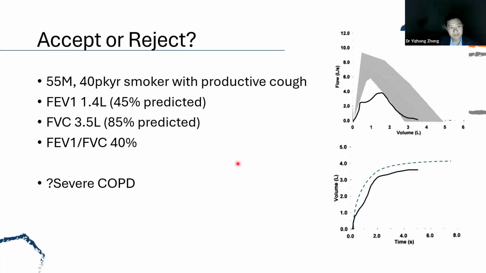Next case, 55-year-old male, 40-pack year smoker with productive cough. Again, obstructive ratio with reduced FEV1 of 45% of predicted. Is this indicative of severe COPD in the context of their smoking history? Again, looking at the flow volume loop, you see there's hesitation, and as a result, an artificially low FEV1 and a falsely positive diagnosis of obstructive physiology.